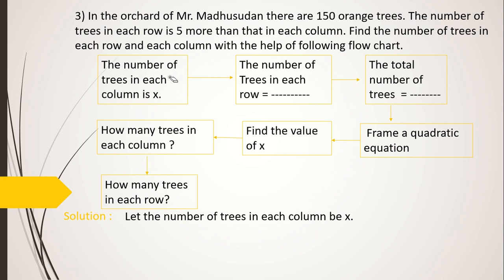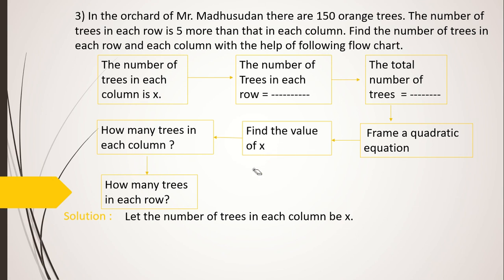The number of trees in each column is x. The number of trees in each row will then be x plus 5. The total number of trees would be x into x plus 5, because they have given the total number of trees as 150. Then we come to here. Frame a quadratic equation. We framed it, right? x into x plus 5 is equal to 150. Then find the value of x.